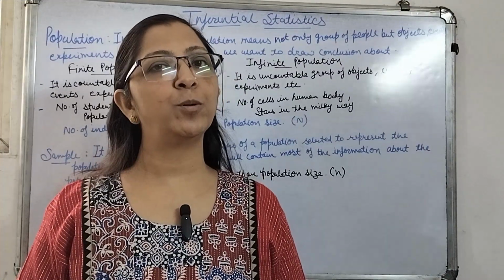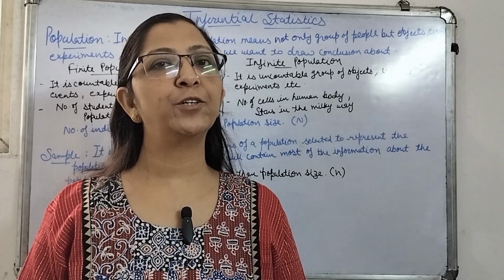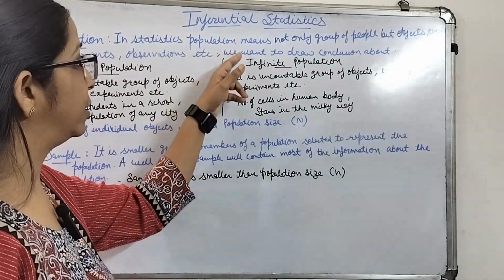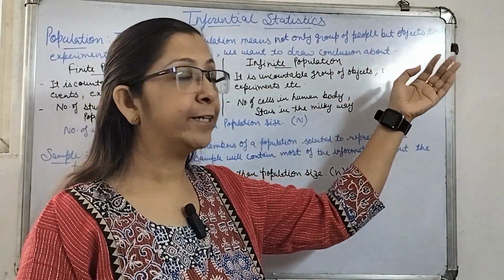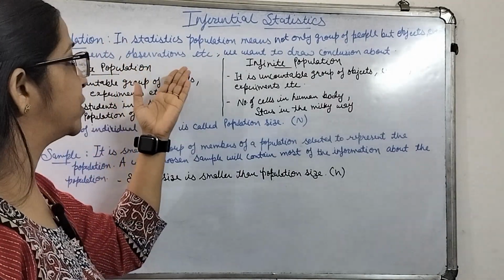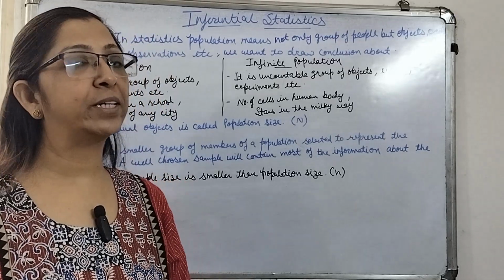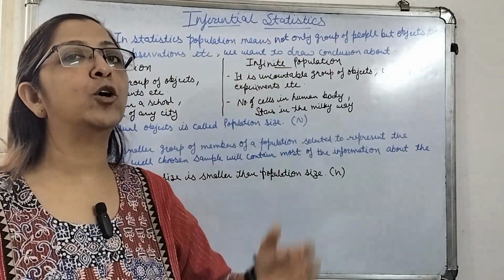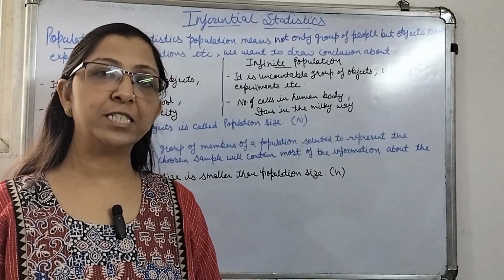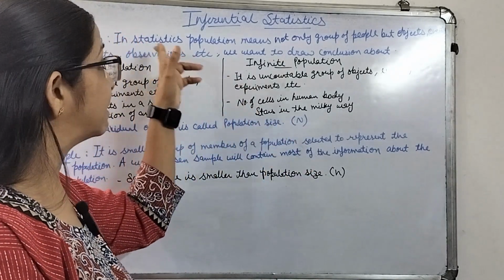Now let's see what is population and what is sample. In our day-to-day life, we generally say population to be a group of people. But in statistics, it is not only a group of people, it could be a group of objects even. It could be a group of events, a group of experiments, a group of observations. It means whatever we want to make a conclusion about, that whole group is your population. Like if I want to say what the literacy rate of India is, then the people of India, the whole population, is your population in this case.